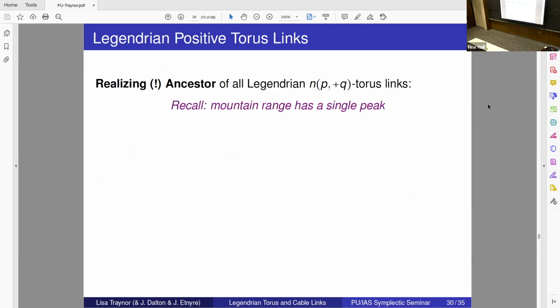Let me give you a sample of how we use the convex surfaces. Say I want to show something about a positive torus link. You can draw the front projection and say, ah, this is it, right? But that's not how we think of them. Instead of drawing the front projection, how do I view it from the convex surface point of view?